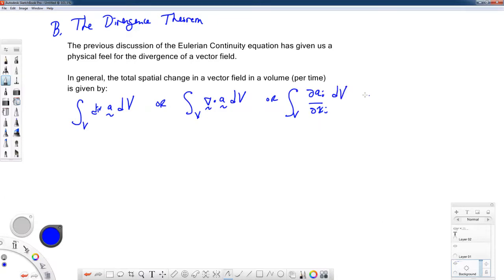Lastly, we can even expand this out, write it one more time: partial of the component a1 with respect to x1 plus the partial of the component a2 with respect to x2 plus the partial of the component a3 with respect to x3. I've always thought one of the tricky things about the divergence theorem is how often it shows up in completely different looking forms, but it still ends up being all the same thing.